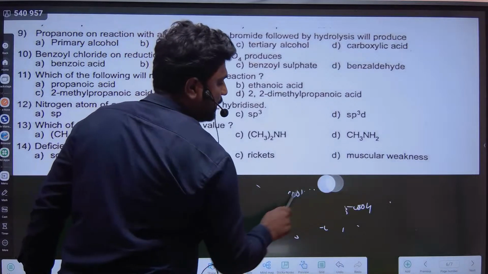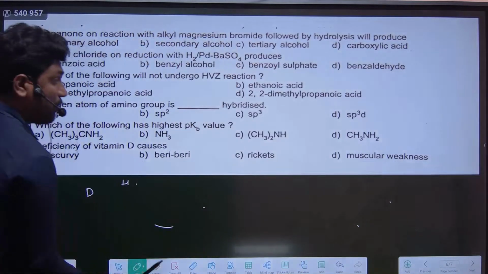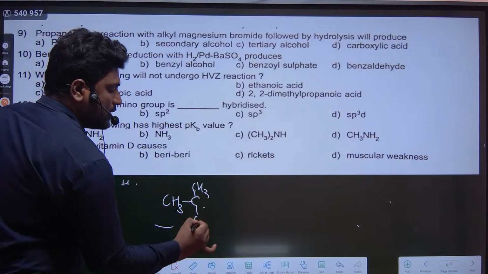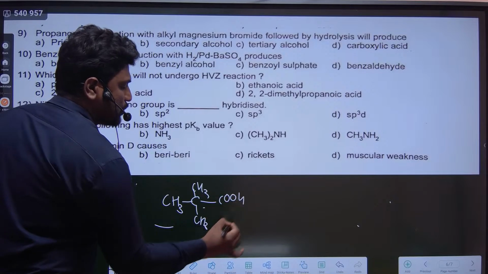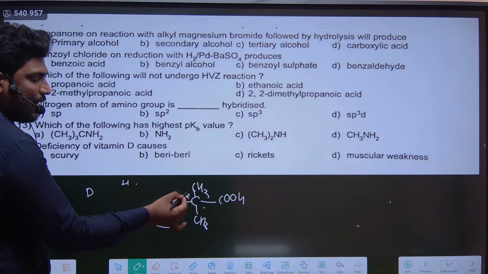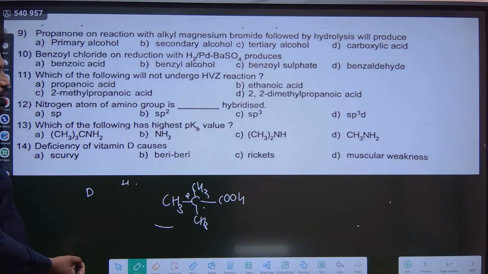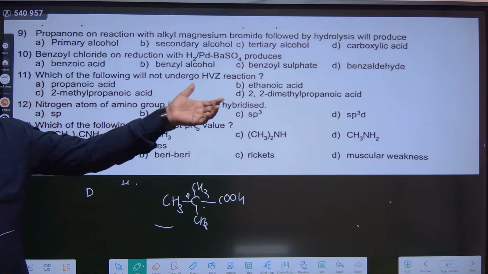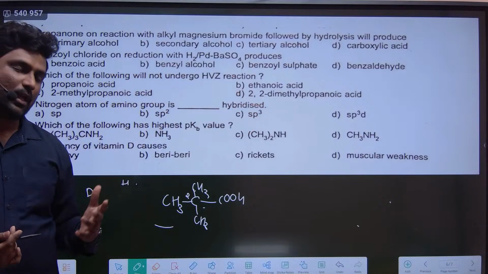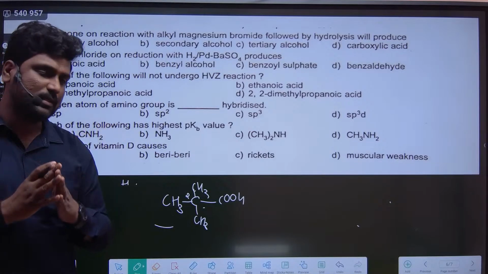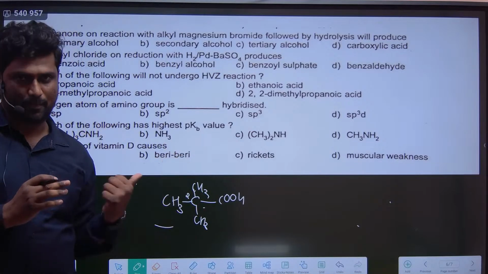Why is the answer D? Because of 2,2-dimethyl propanoic acid. You can check: CH3, C, CH3, CH3, COOH. So this is 2,2-dimethyl; the second carbon, the alpha carbon, does not have any alpha hydrogen atom directly bonded to it. Therefore, there is no substitution of the hydrogen atom of the alpha carbon by the halogen. So the answer to the 11th question is D. 2,2-dimethyl propanoic acid does not undergo HVZ reaction. The reason is it does not contain an alpha hydrogen atom.